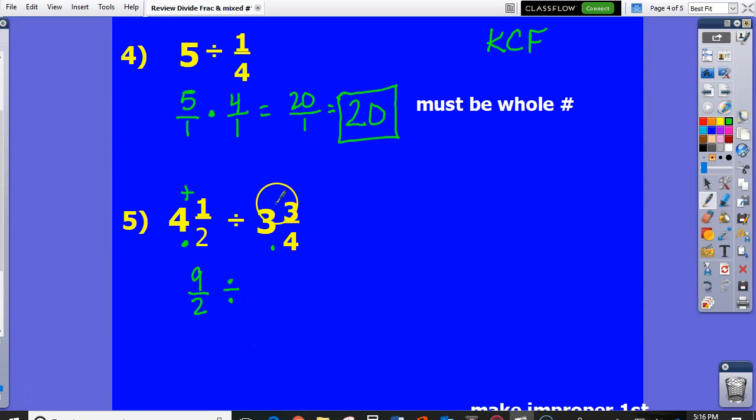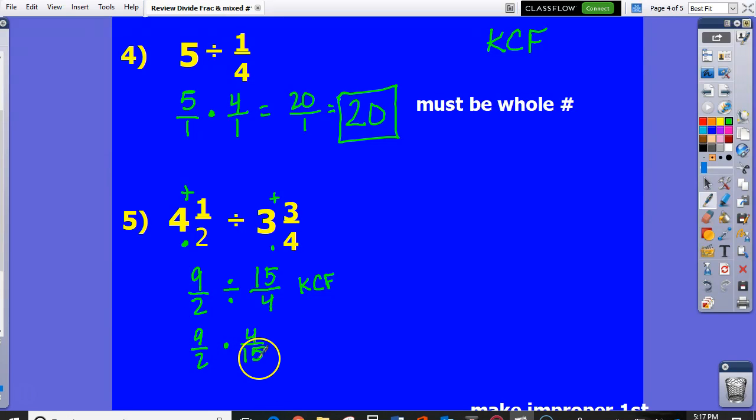4 times 3 is 12. 12 plus 3 is 15. And then 15 over 4. Now we use our lovely little trick of keep, change, flip. So 9 over 2 times 4 over 15.